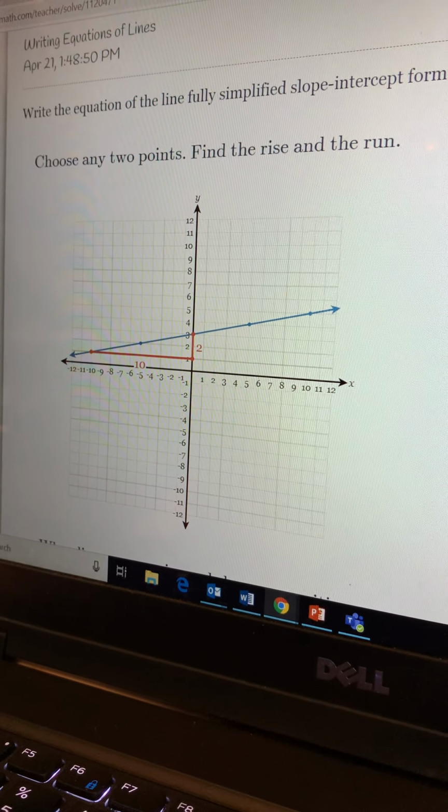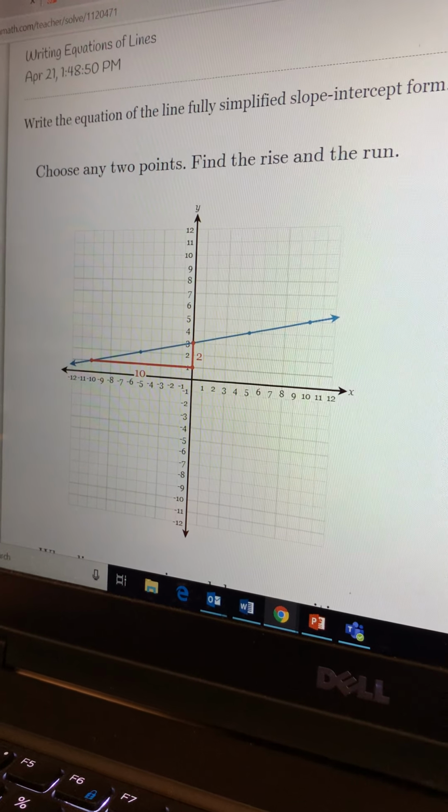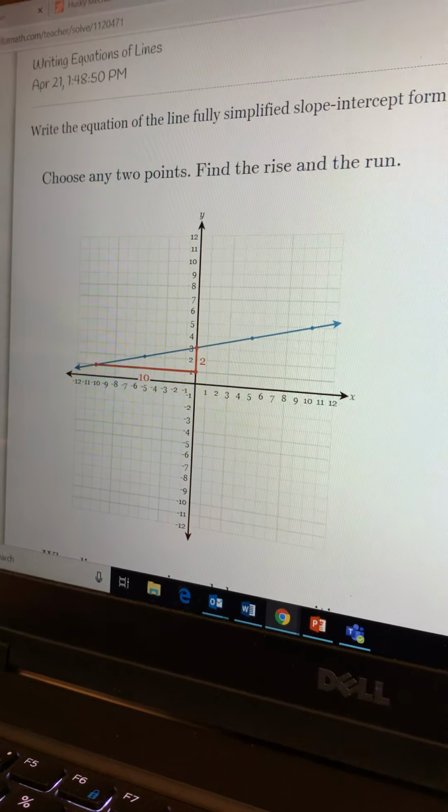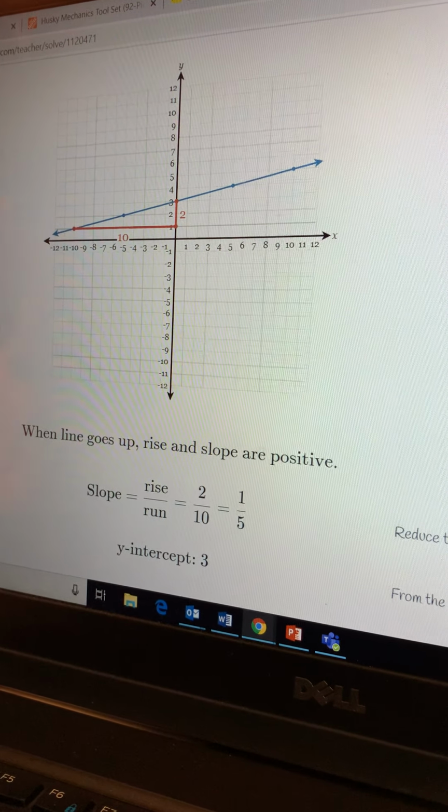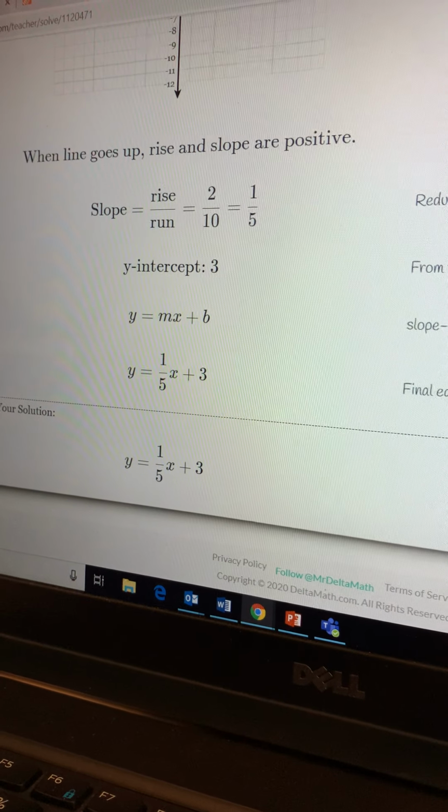And see, they showed a slightly different way to calculate the slope. They went over 10 and up 2. But again, we always want to make sure we have our rise on the top part of our fraction. So this would really look like 2 over 10, which still simplifies to 1/5. And our y-intercept is 3. So that's how we ended up with y equals 1/5 x plus 3.